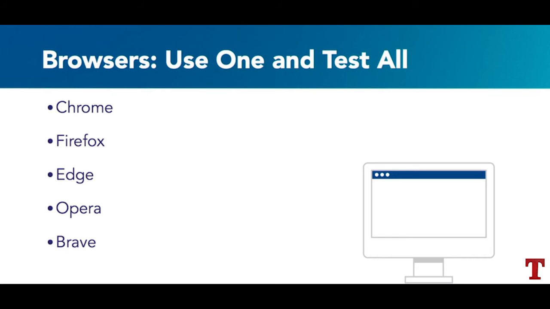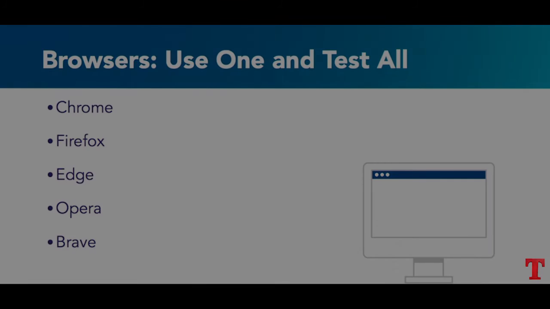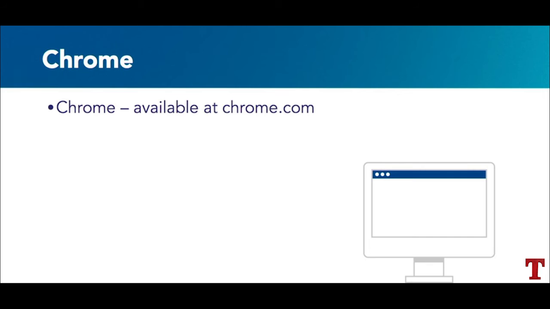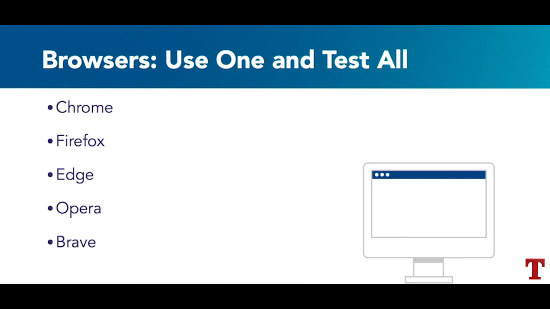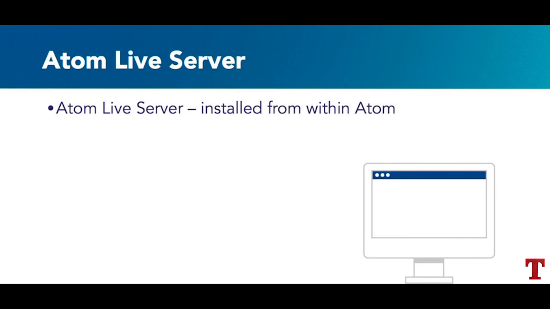For the most part, browser choice comes down to preferences, and you can follow along with any browser. For this course, I'll be using Chrome, which you can download for free at chrome.com. Finally, to simplify the development process and ensure that the JavaScript I write on my computer acts as if it was served up from a real web server, I'll use the Atom extension called Atom Live Server.